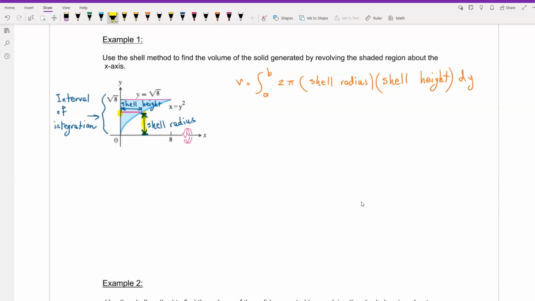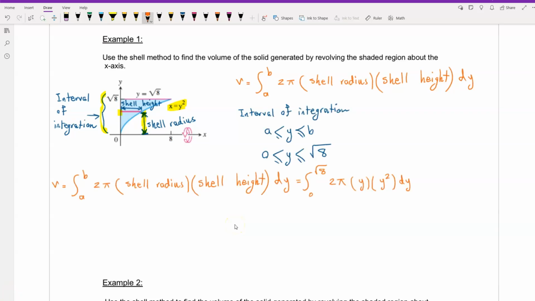And it's dependent on the given function, which is x equal to y squared. So in this case, the shell height is equal to y squared. And the interval of integration, which is this part, is the range of y values that make up the shaded region. So y between a and b inclusive. For this part it is between 0 and square root of 8 inclusive.